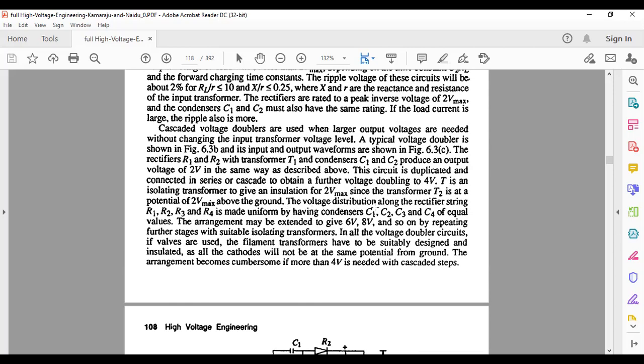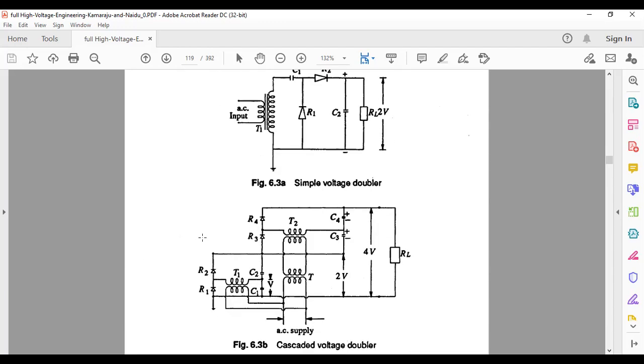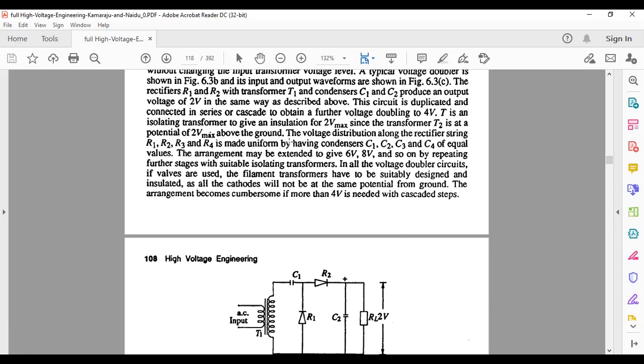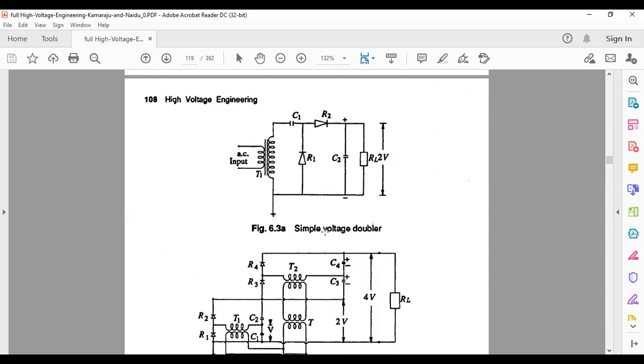The voltage distribution along the rectifier strings, that is R1, R2, R3 and R4, is made uniform by having the condensers C1, C2, C3 and C4 of equal values. R1, R2, R3, R4 are the rectifiers, that is, diodes, right? C1, C2, C3, C4 are capacitors. The arrangement can be extended to give 6V, 8V, and so on, by repeating further stages using suitable isolating transformers.